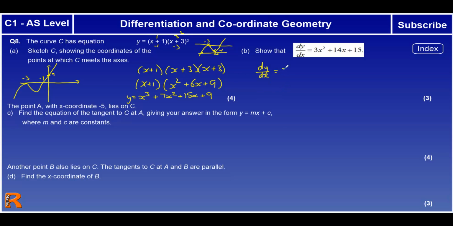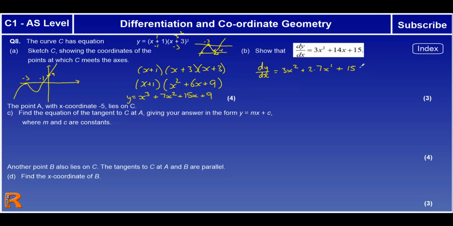Differentiate the x cubed, we get 3x squared. Differentiate the 7x squared, we get 2 lots of 7x to the 1. Now I'm putting that in because it says show that. From here you should just be able to write down the answer, but it's a good idea just to show you know what you're doing.